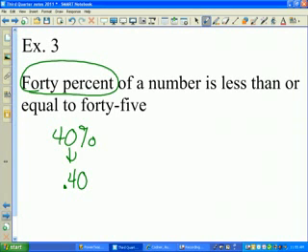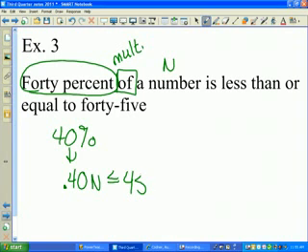So 4/10 of a number, say you wanted to use n. If you go back to the operation terminology sheet that I left on the website, "of" means multiplication. So that means I'm multiplying that number. So I should have 0.40n is less than or equal to 45.